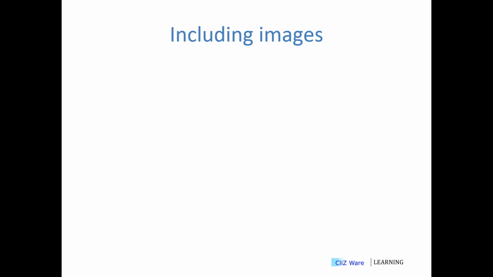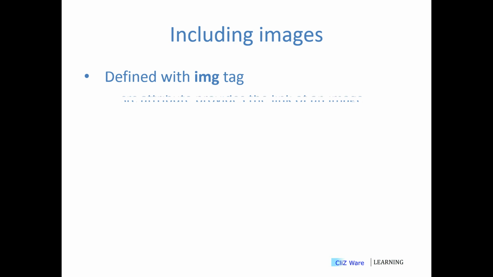Now I'd like to continue with images, and there is a lot of information about images online. You can search and go through different attributes, but I'm going to look at some of the common ones. But first we have to know how to define an image. An image is defined with the img tag, and it has a src attribute that provides the link to the image.